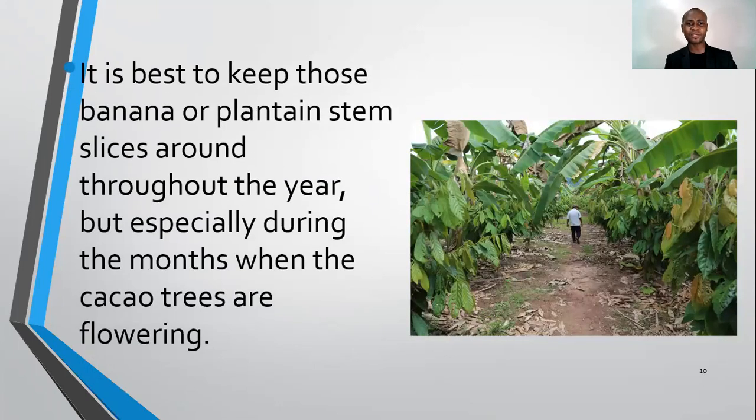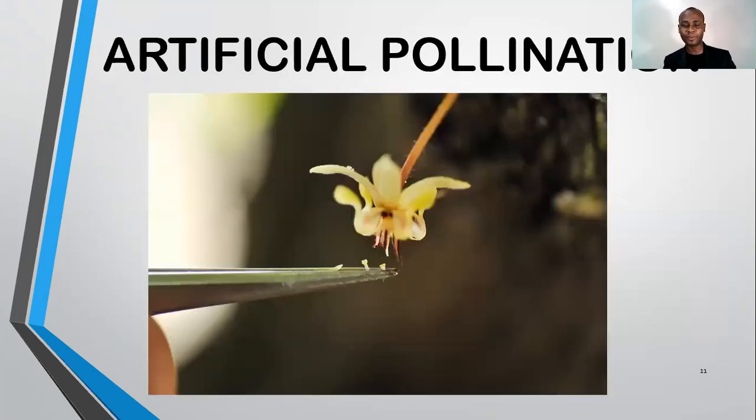It is best to keep those banana or plantain stem slices throughout the year, especially during the rainy months when the trees are about to flower. So you need to make sure that throughout the whole year, you have pieces of banana stems cut all over the farm. Make sure that they are moist, not dry. They are getting rotten and wet like that, because the midges will be there.